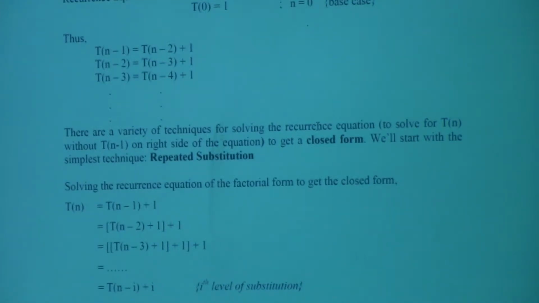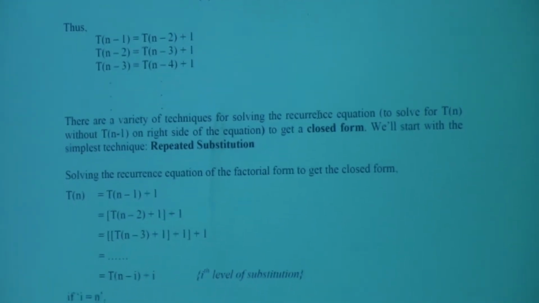And the pattern is, if you simplify this expression, you will get T(n-3) + 1 + 1 + 1, which is T(n-3) + 3. But I made 3 substitutions. So I assume that if I make 4 substitutions, it's going to be T(n-4) + 4. Or generally speaking, if I make i substitutions, I'll get T(n-i) + i. So if I just keep substituting, I'm going to get this pattern here.